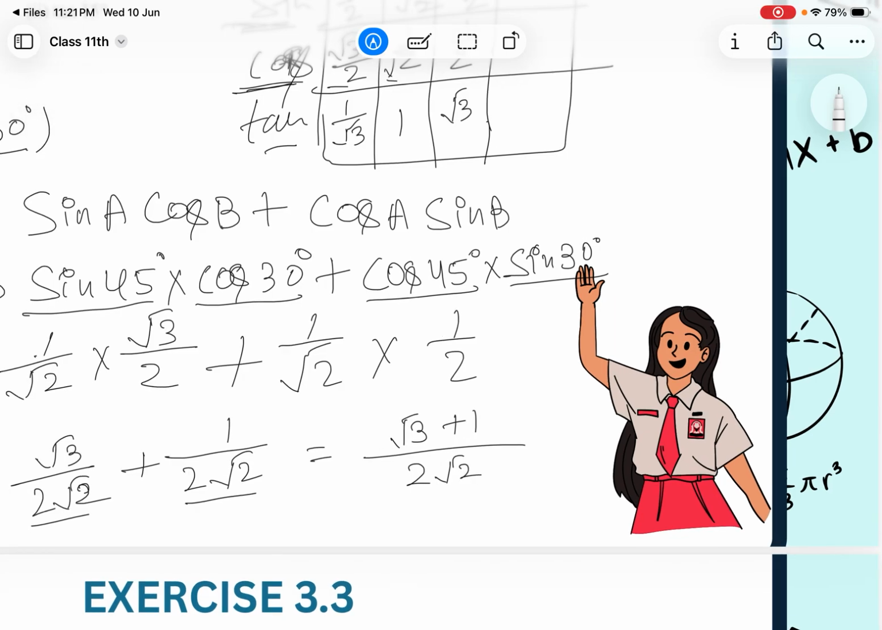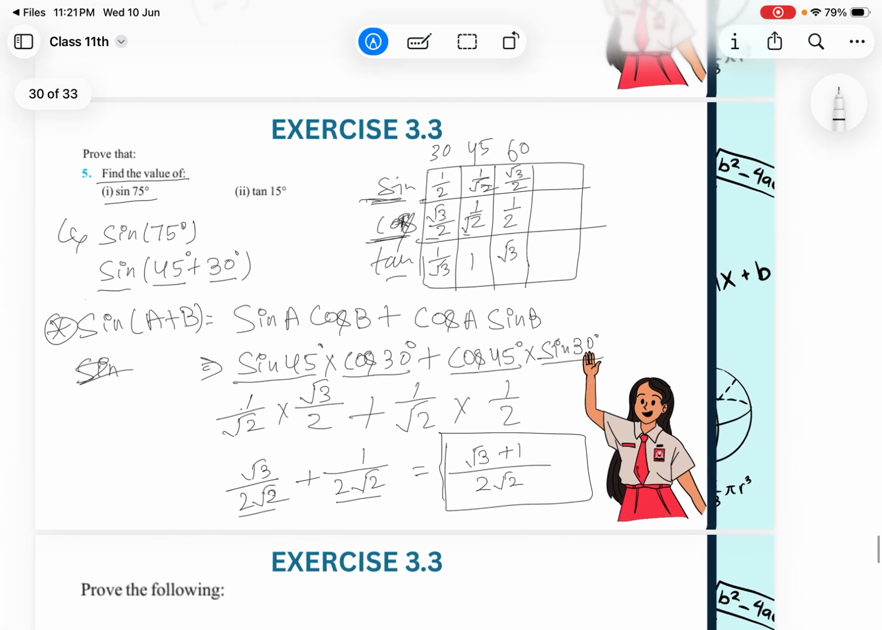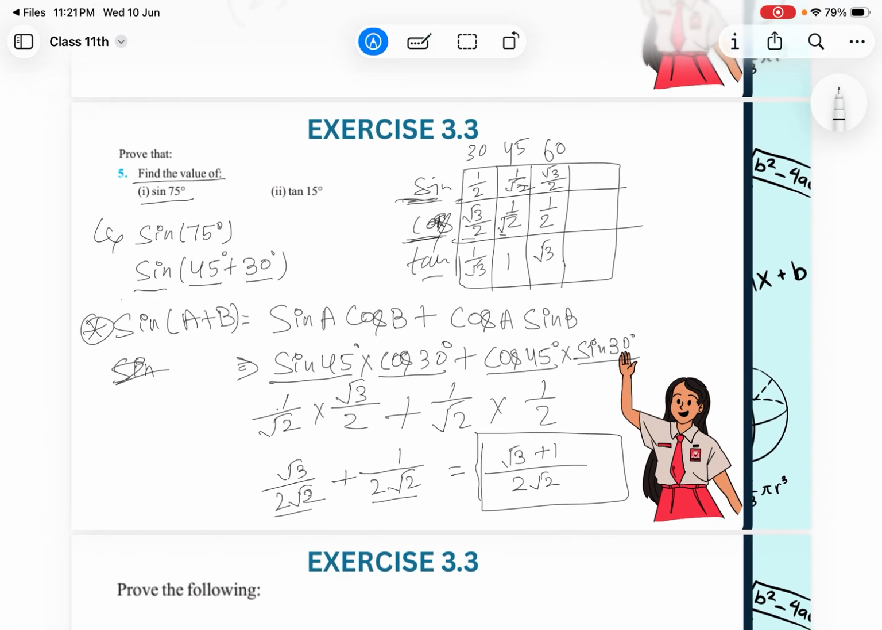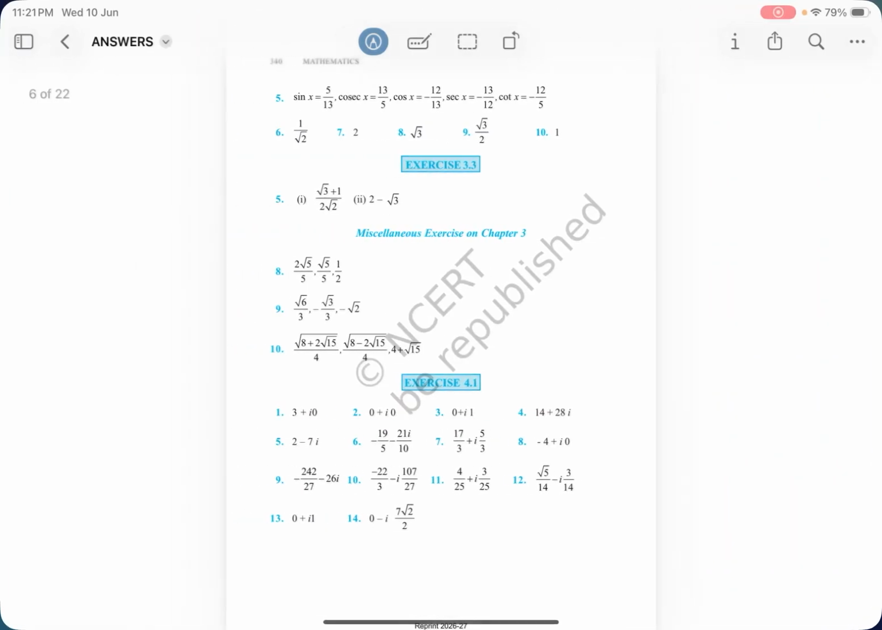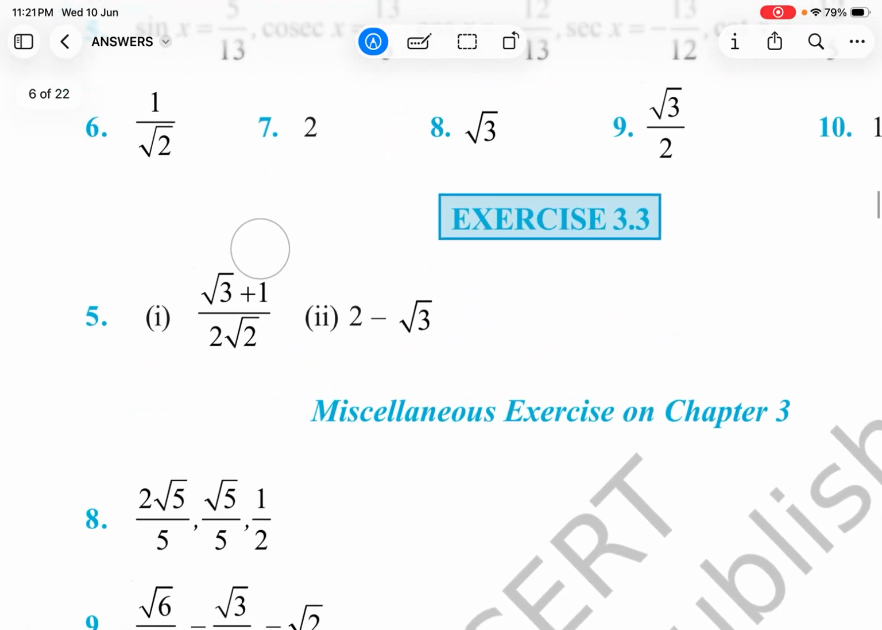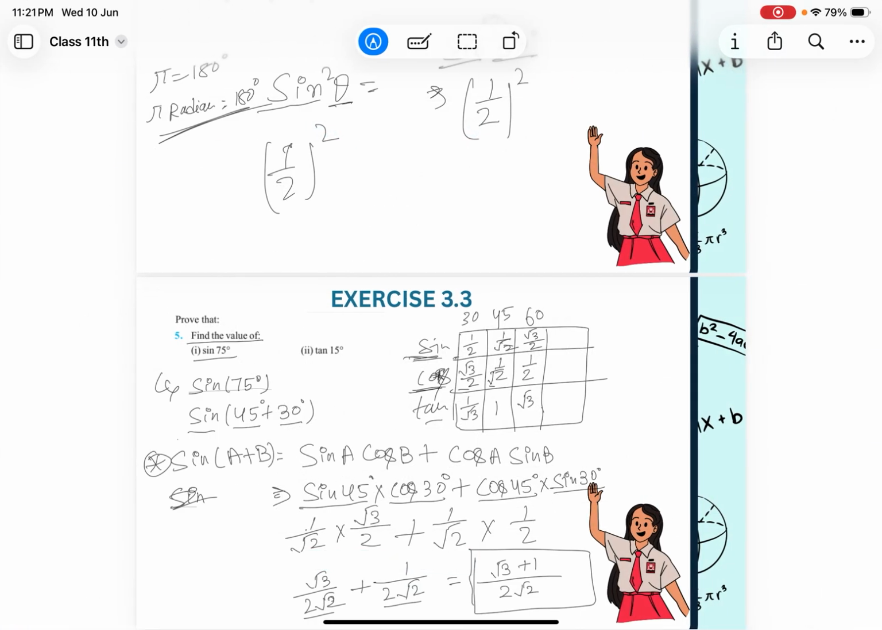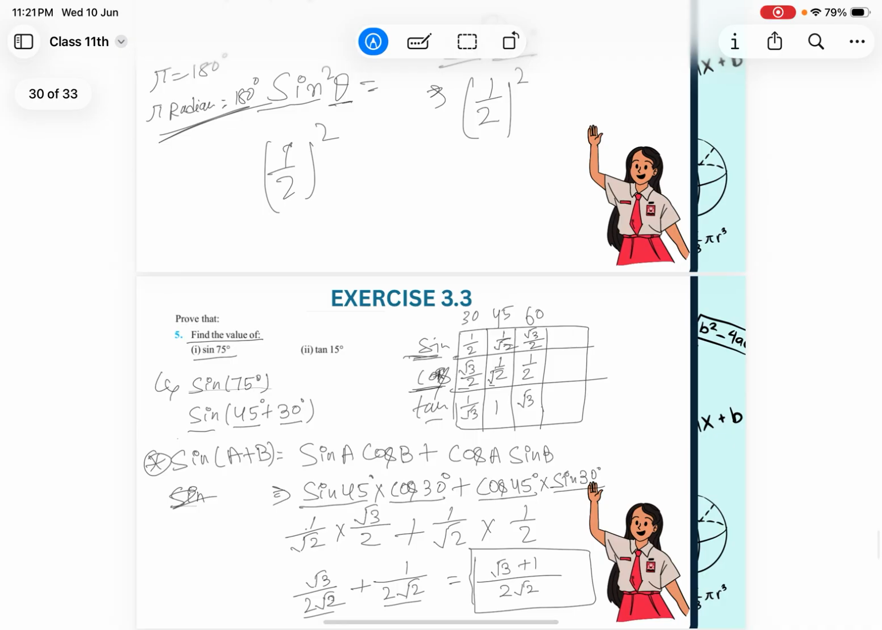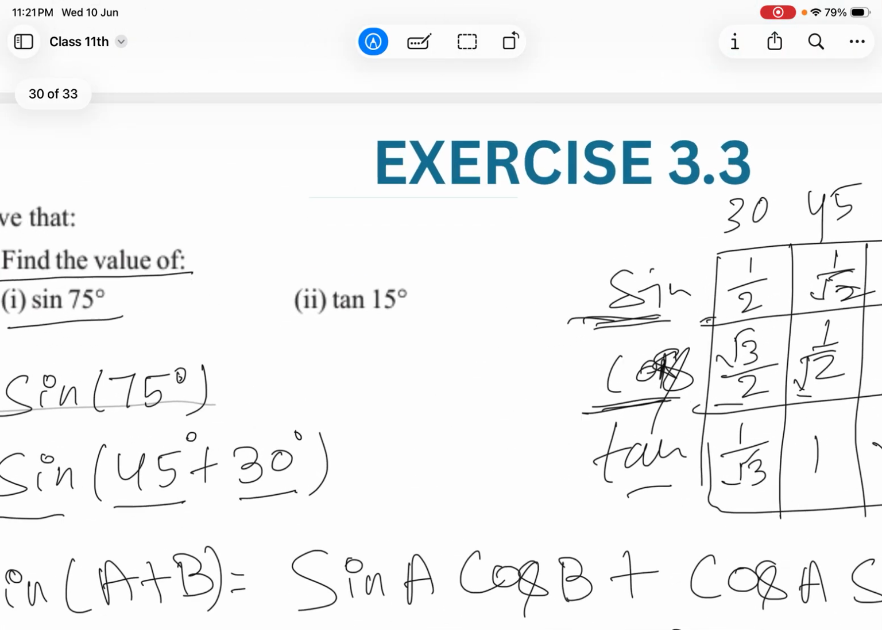So this would be the answer. The value of sine 75 degree is root 3 plus 1 by 2 root 2. Let's check. Yes, you see here, root 3 plus 1 by 2 root 2, root 3 plus 1 by 2 root 2. So this is the correct answer.